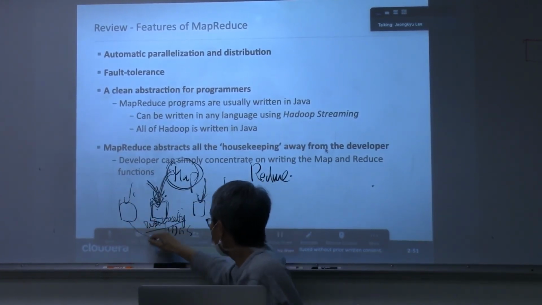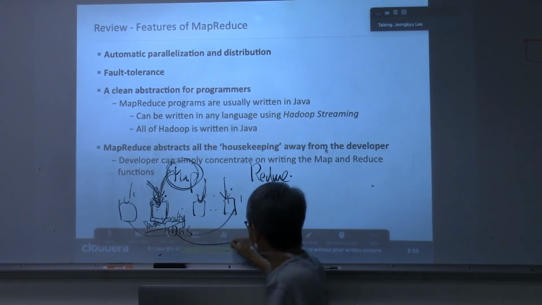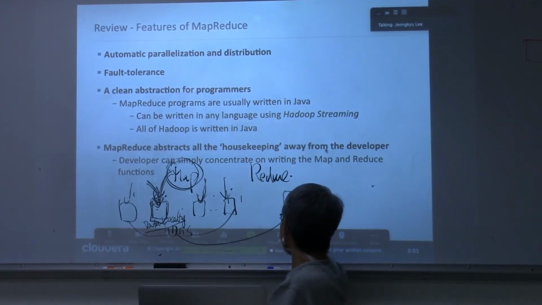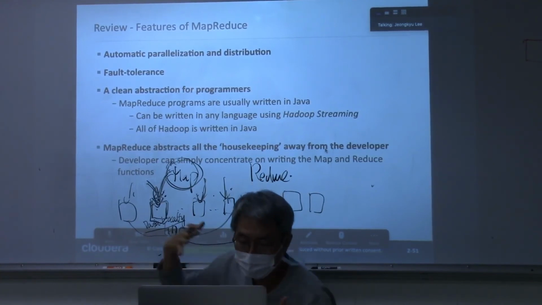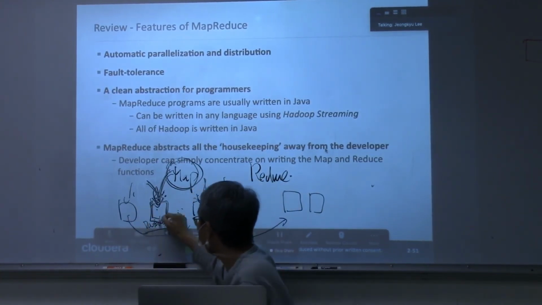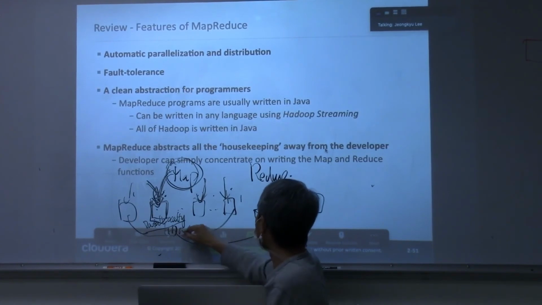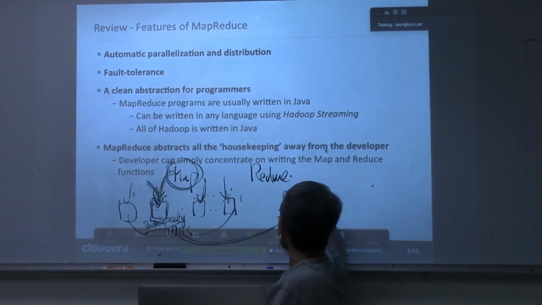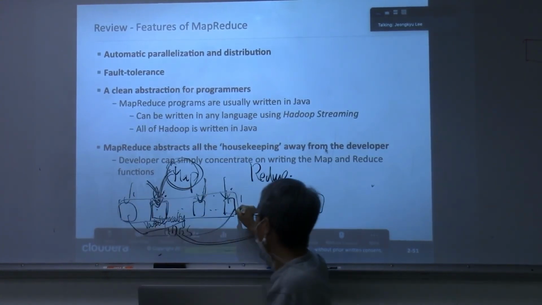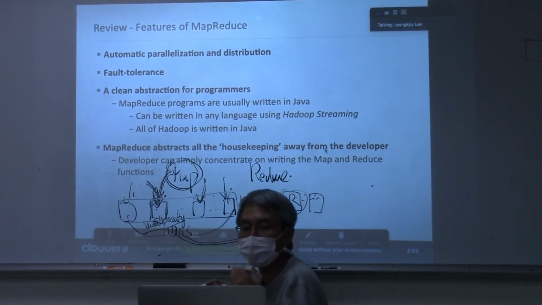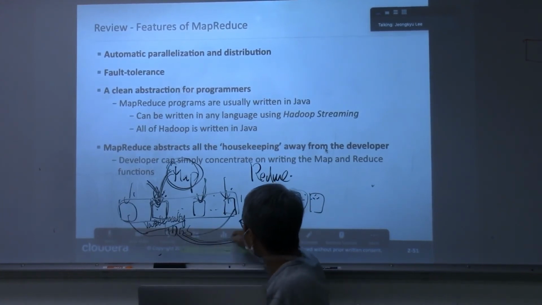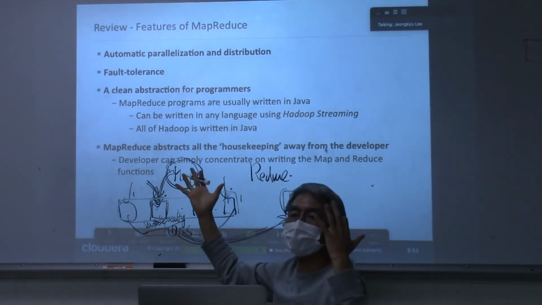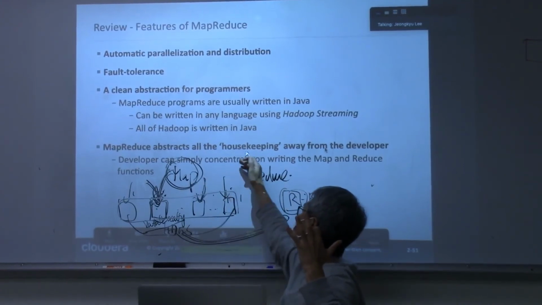Then the output of this map will be transferred to the reduce, because we divide and conquer. The output of the mappers should be combined in the reducer. The mappers are many. The reducer is sometimes one, sometimes many, depending on your setting. So this is a very high-level overview of MapReduce.